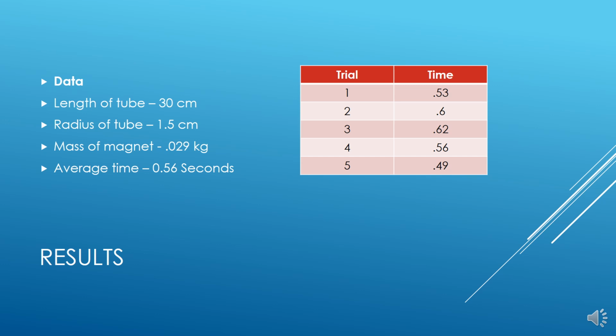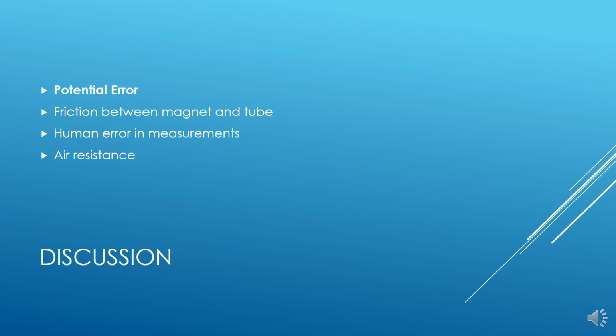Some other important data in this experiment are that the length of the tube is 30 centimeters, the radius is 1.5 centimeters, and the mass of the magnet is 0.029 kilograms. Some potential error in this experiment is the possibility of friction between the magnet and the tube, some human error in measurements, and the potential for air resistance.